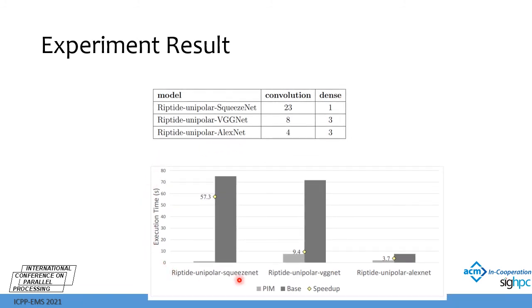Because the range of our speedup is very large, we list the time-consuming layers for these three models. Because SqueezeNet has the most convolution layers, it has the best speedup. But for the other two models, the speedup is not that good because their convolution layers are much fewer.